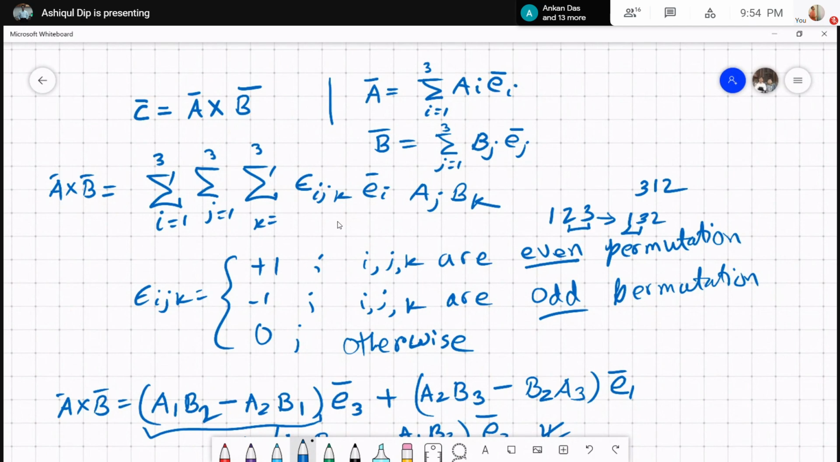Now I understand. And anything that you cannot attain from permuting just 1, 2, 3 is the otherwise case. That means when you have something like 2, 2, 1, you cannot get it out of 1, 2, 3. Okay, now I understand. Thanks.